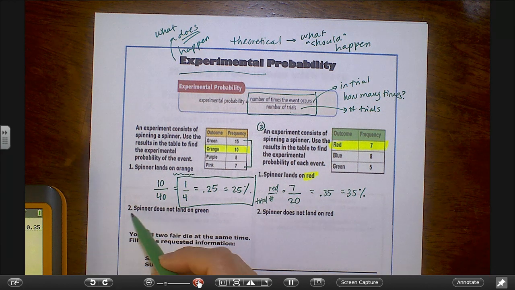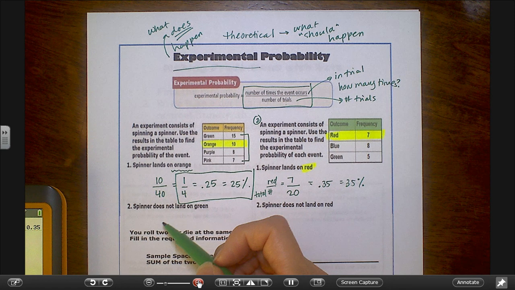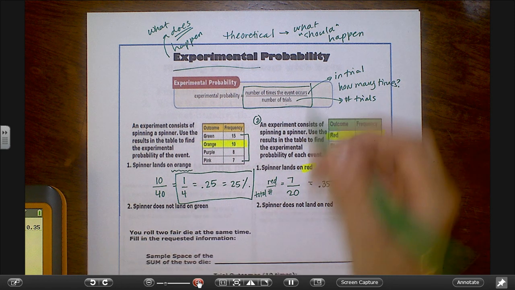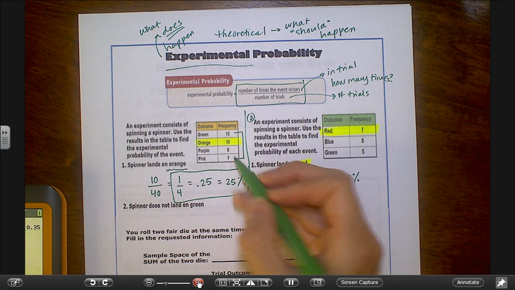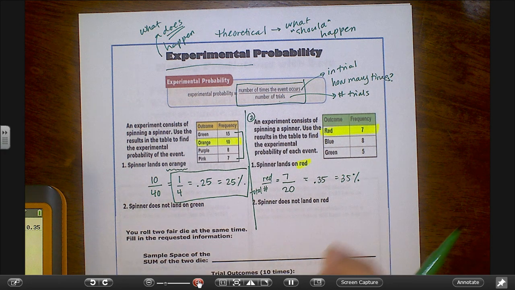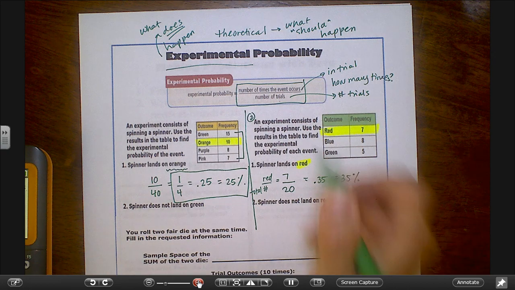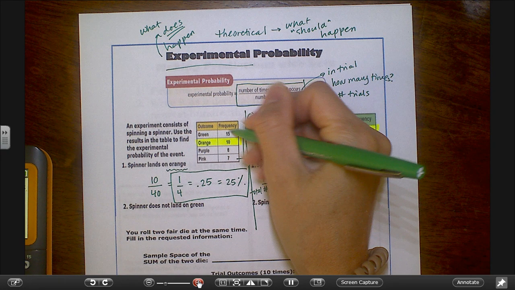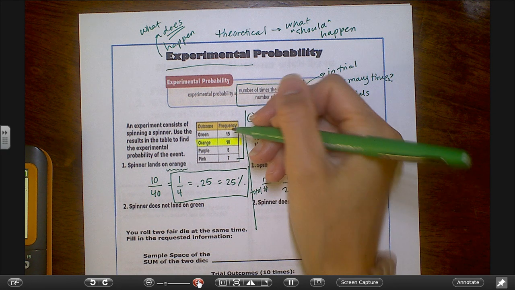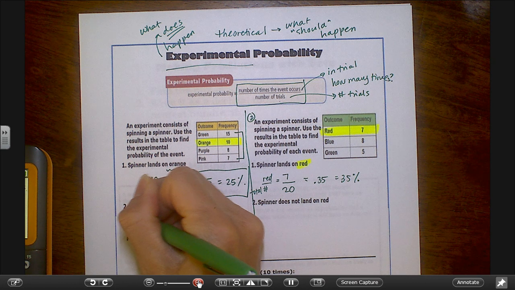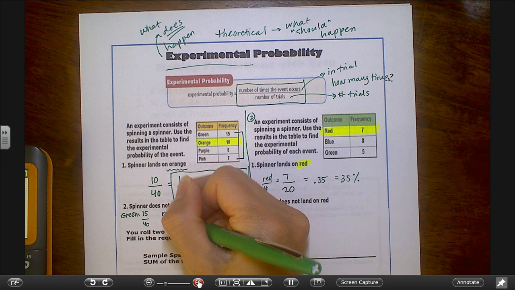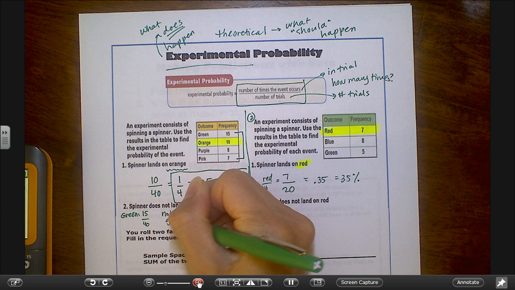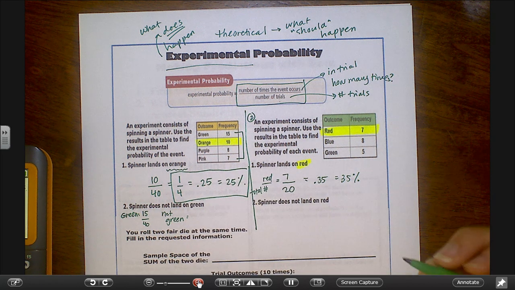Oh, I'm sorry, I didn't even realize that there were other ones here. Okay, so going back, let's delineate here. So going back to this problem, 2 goes with this table. It says the spinner does not land on green. Well, it lands on green 15 times out of 40. So green is 15 out of 40. So not green, because you're either green or not green.